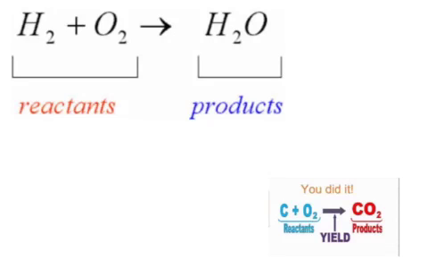When a chemical reaction takes place, we have the reactants. The reactants are like the ingredients. They're what we start with. The reactants yield the products. The products are what is produced, or what we end up with.